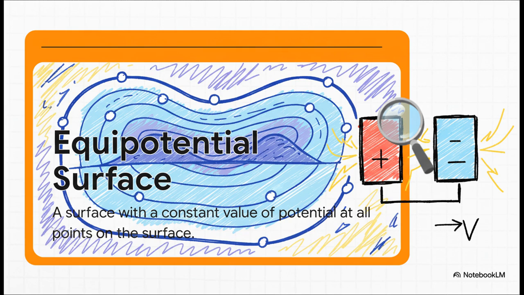Now, any good map needs contour lines, right? Those lines that connect all the points that have the same altitude. Well, in our electric landscape, we call these equal potential surfaces. Equal potential literally just means equal potential. And if you walk along one of these contour lines on a real hill, you're not going up or down. It's the same here. It takes zero effort, or no work, to move a charge along one of these lines.